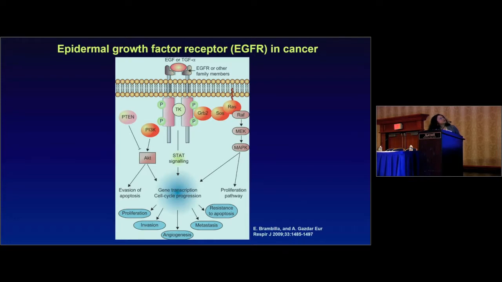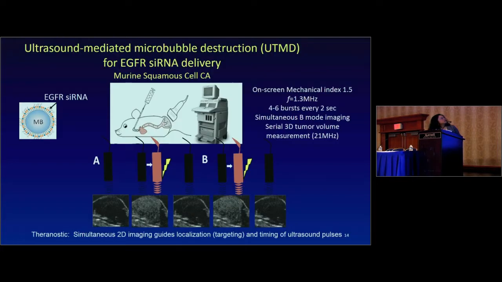So we initially targeted the EGFR pathway, the epidermal growth factor receptor pathway, which is very involved in multiple cancers, such as head and neck cancer, in the proliferation, invasion, angiogenesis, metastatic potential, and its resistance of tumor cells to apoptosis. And what we did is we loaded a lipid microbubble, which is a perfluorobutane gas-filled 2 to 3 micron-sized microsphere, with siRNA directed against EGFR. We have a tumor model of SCC7. It's a murine squamous cell carcinoma model on the dorsal surface of the mouse.